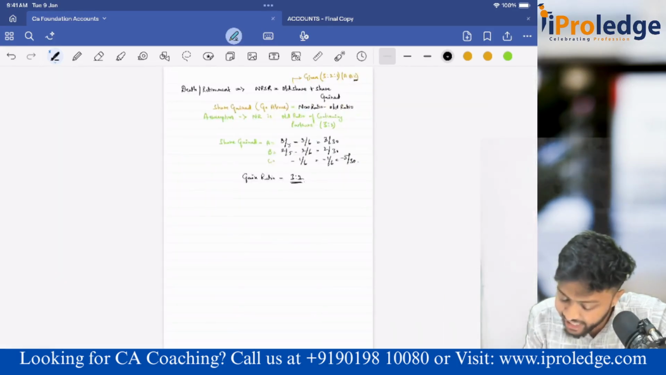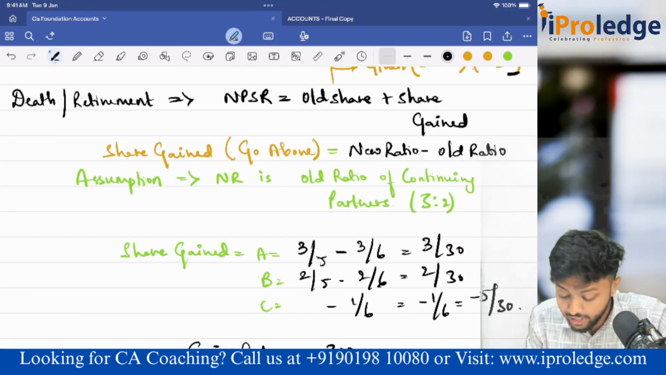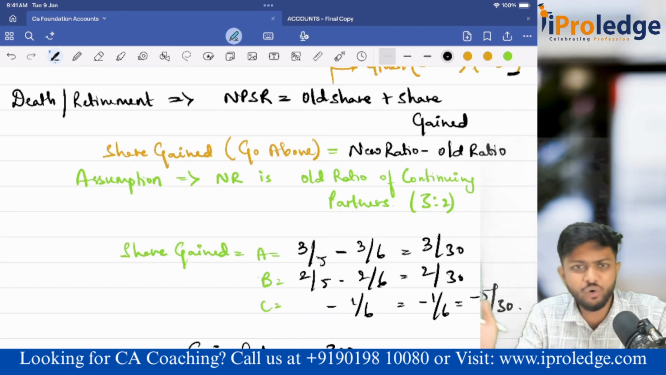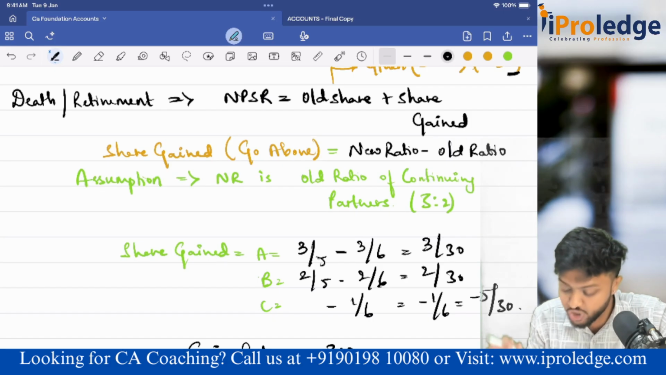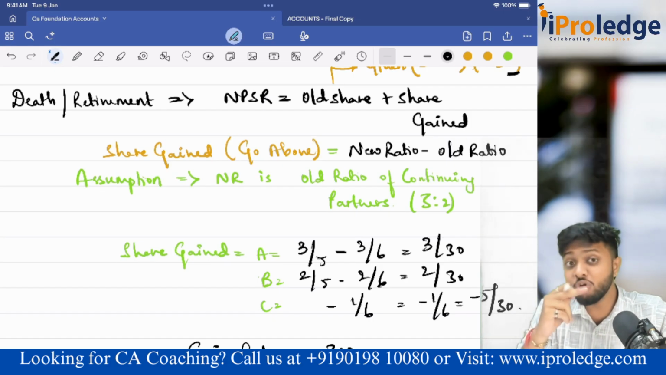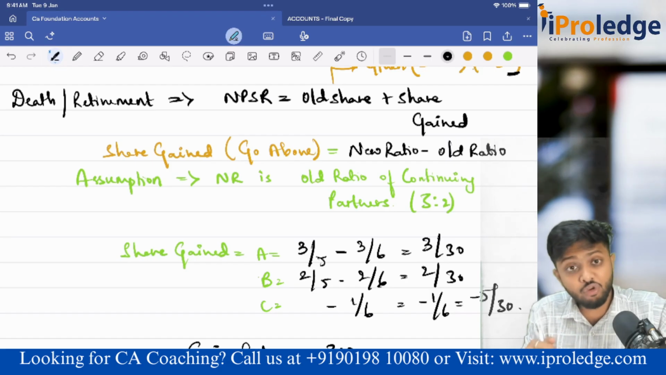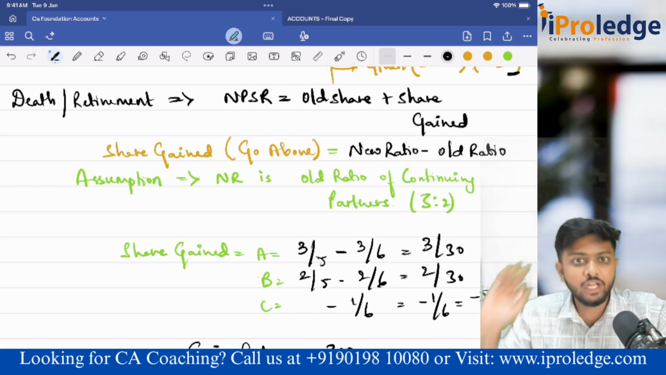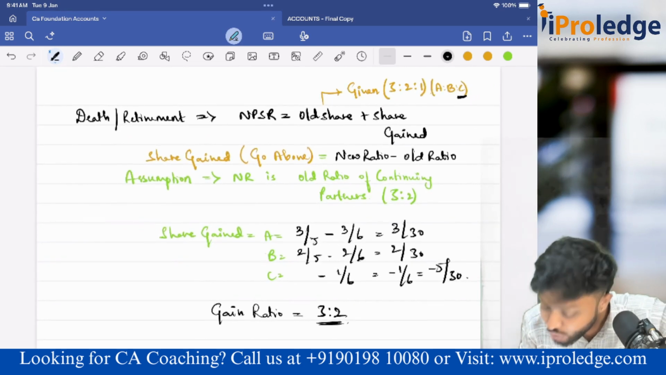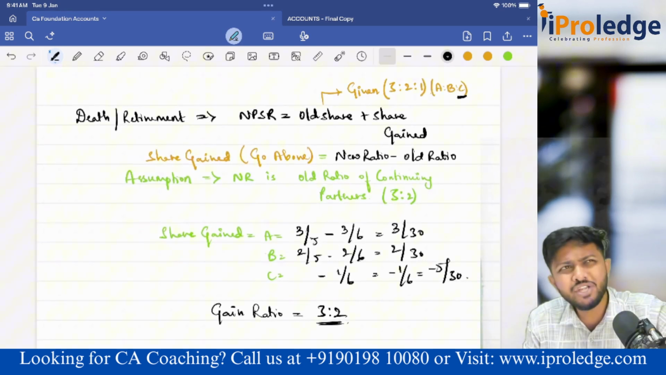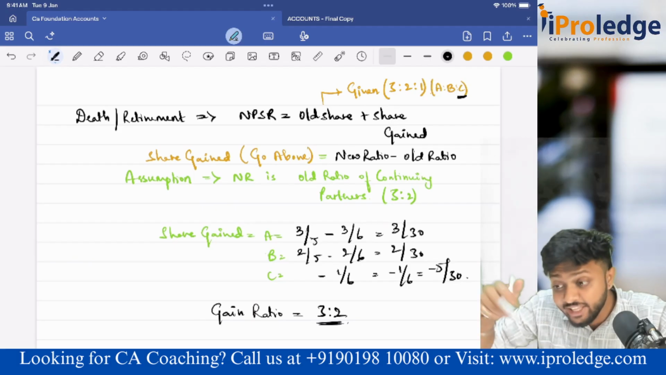Okay, what assumption are we taking here? If the new ratio is given in the question, good enough, nothing to think about. If it is not given, then for the new ratio we assume the sacrifice ratio, no? Here we are assuming the new ratio only. Here, the new ratio is the old ratio of continuing partners. How, sir? You have to take their mutual ratio.